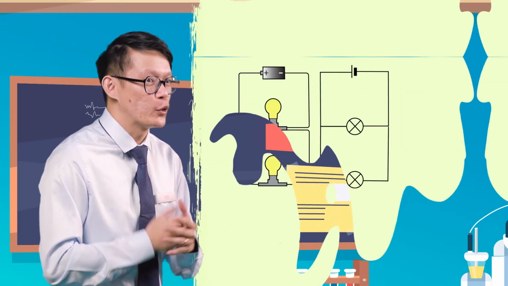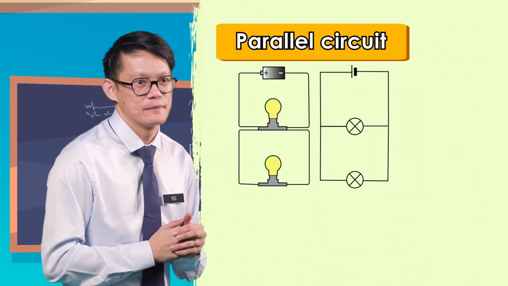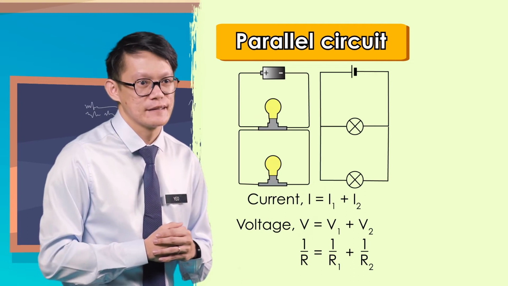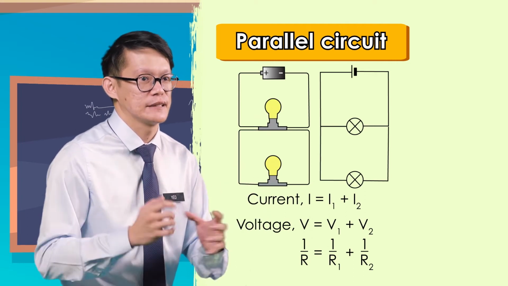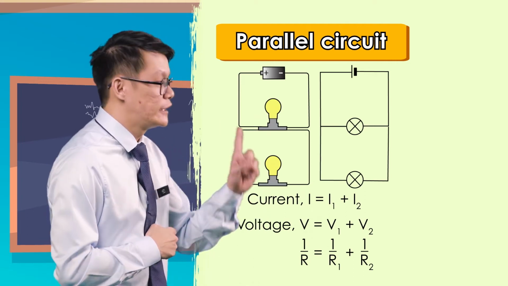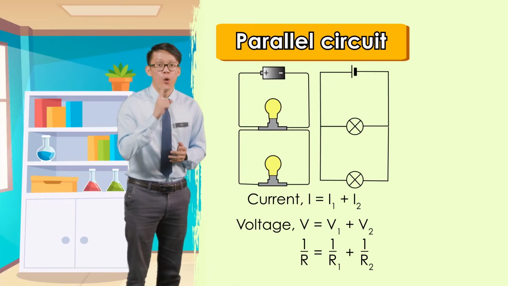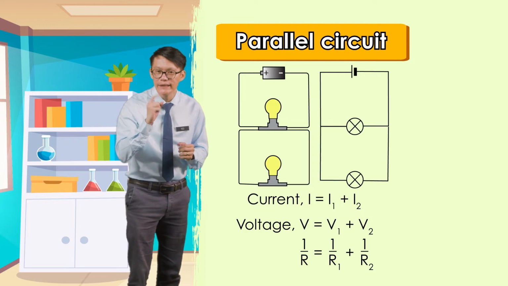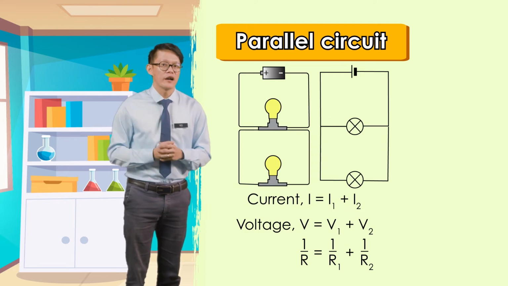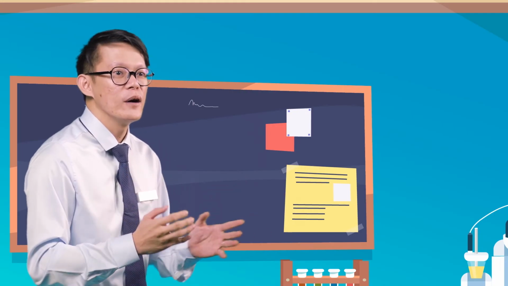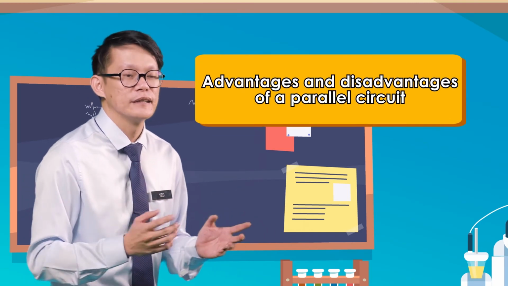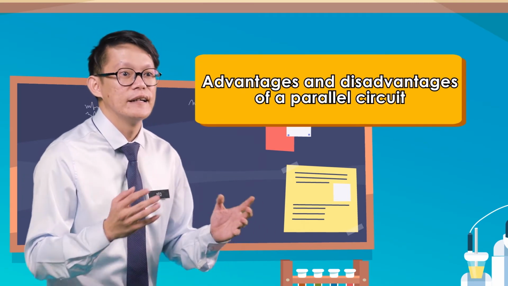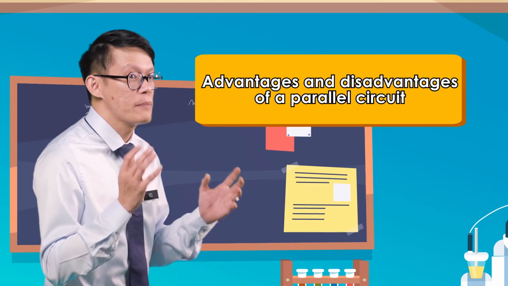To calculate the total effective resistance of two resistors connected in a parallel circuit, you can use the following formula. 1 over R is equal to 1 over R1 plus 1 over R2. Now, let us figure out the advantages and disadvantages of the parallel circuit.